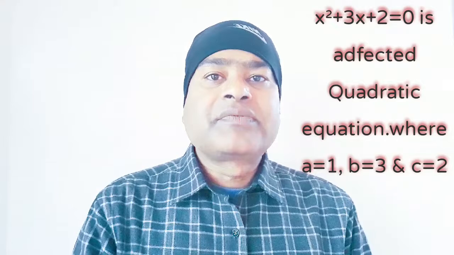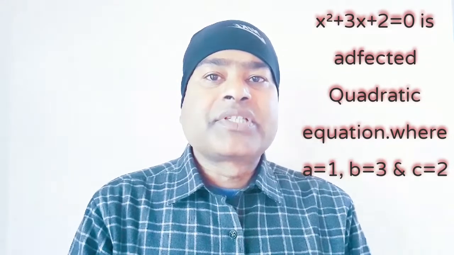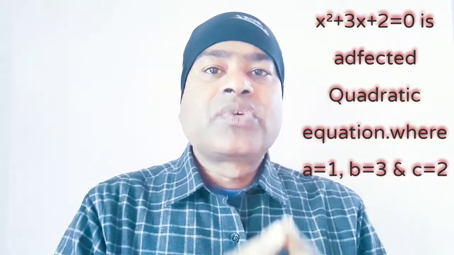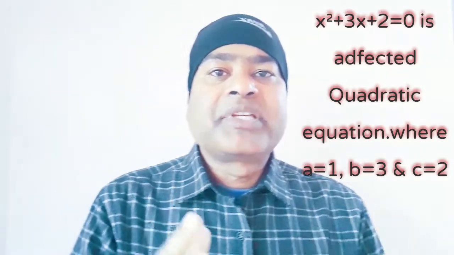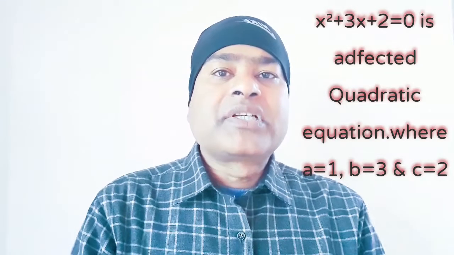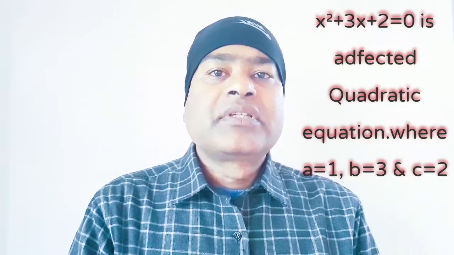Let's take one example of a quadratic equation which is in the standard form. x square plus 3x plus 2 is equal to 0 is a quadratic equation in the standard form, which we can compare easily with ax square plus bx plus c is equal to 0, where the value of a is 1, the value of b is 3, and the value of c is 2. Dear students, let's discuss how to solve quadratic equations.